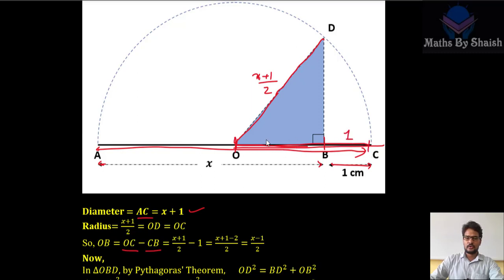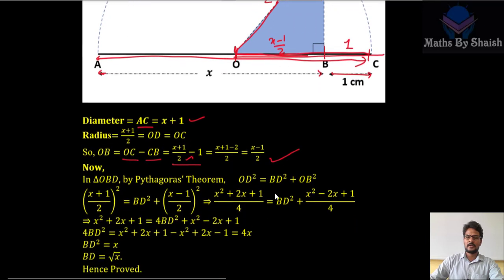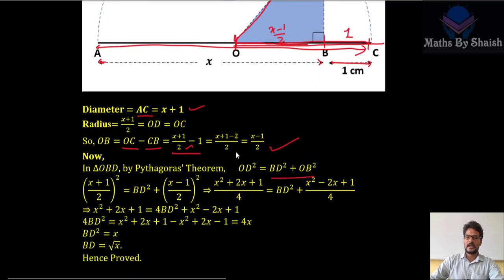So this is 1. OC is of course x plus 1 divided by 2 we have seen. So x plus 1 divided by 2 minus 1, we will simplify it. It is cross multiply 2, x plus 1 minus 2 upon 2, that is x minus 1 upon 2. So OB we got as x minus 1 upon 2. OD we have, OB we have, and it's a right angle triangle. So by Pythagoras theorem, OD square is going to be BD square plus OB square, and we have all these values. We will simplify these all, and we can cross multiply, and do the simple algebra, and we will get BD as root x.